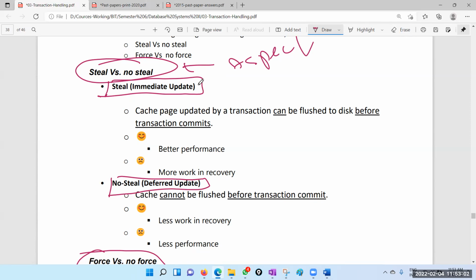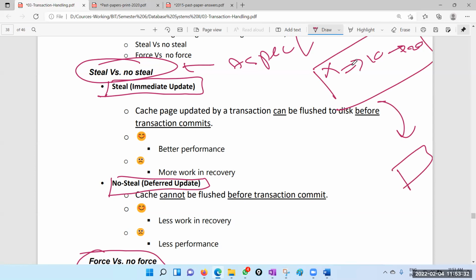So steal, or immediate update, means a database management system can flush a value, say a transaction changes the value of X from 10 to 20, but this transaction is not committed. Even before it is committed, the database may flush this to the disk file, saying now X is not 10, it is 20. But this is not yet committed. Then we say it's a steal operation.